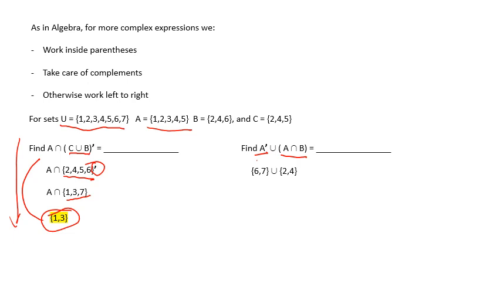Now I'm looking for the union. I'm going to just simply combine these together. So the 6, 7, 2, and 4. There's no order to a set, so it doesn't matter what order you came up with, so long as you have those 4 elements.